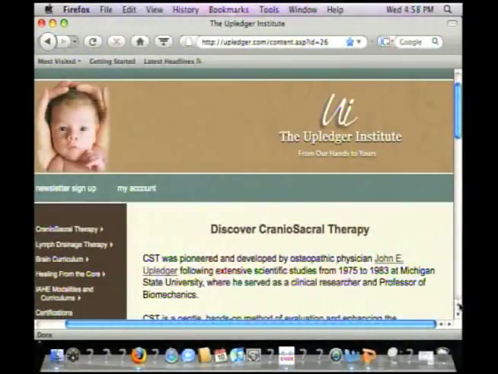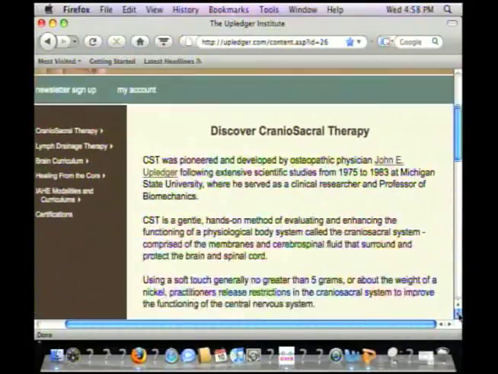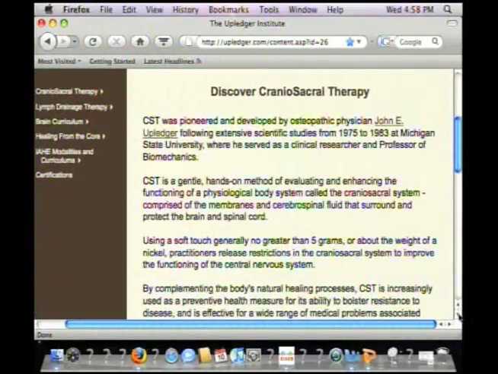So here we have an example of a claim found on the web. This is for the Upledger Institute. It says, from our hands to yours, and it has a rather nicely developed page. Let's take a look at some of the things. Craniosacral therapy. CST was pioneered and developed by osteopathic physician Upledger following extensive scientific studies from 75 to 83 at Michigan State University, where he served as clinical researcher and professor of biomechanics.